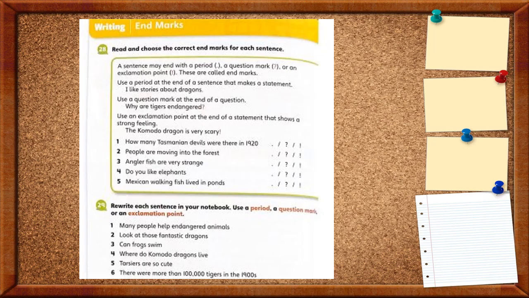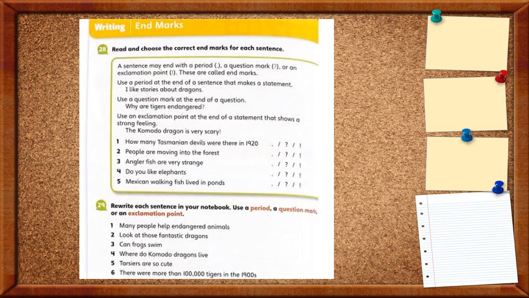Use a question mark at the end of a question. Utilizamos el signo de interrogación después de una pregunta. For example, why are tigers endangered? ¿Por qué están en peligro de extinción los tigres? Use an exclamation point at the end of a statement that shows a strong feeling. Utilizamos el signo de exclamación para indicar sorpresa, asombro, etc. For example, the Komodo dragon is very scary!